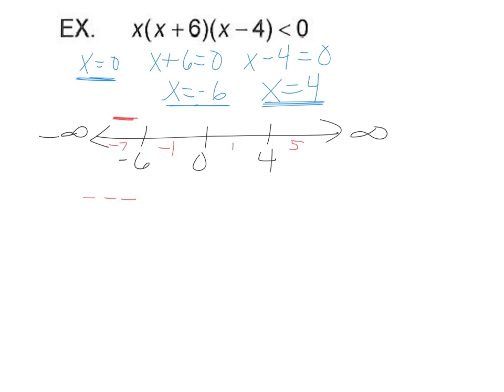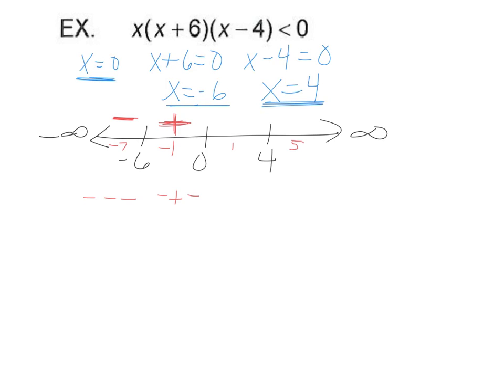Now I do the same thing with the negative 1. Plug negative 1 into that first x, that's negative. Then negative 1 plus 6 is positive. Negative 1 minus 4 is negative. So a negative times a positive times a negative is a positive.